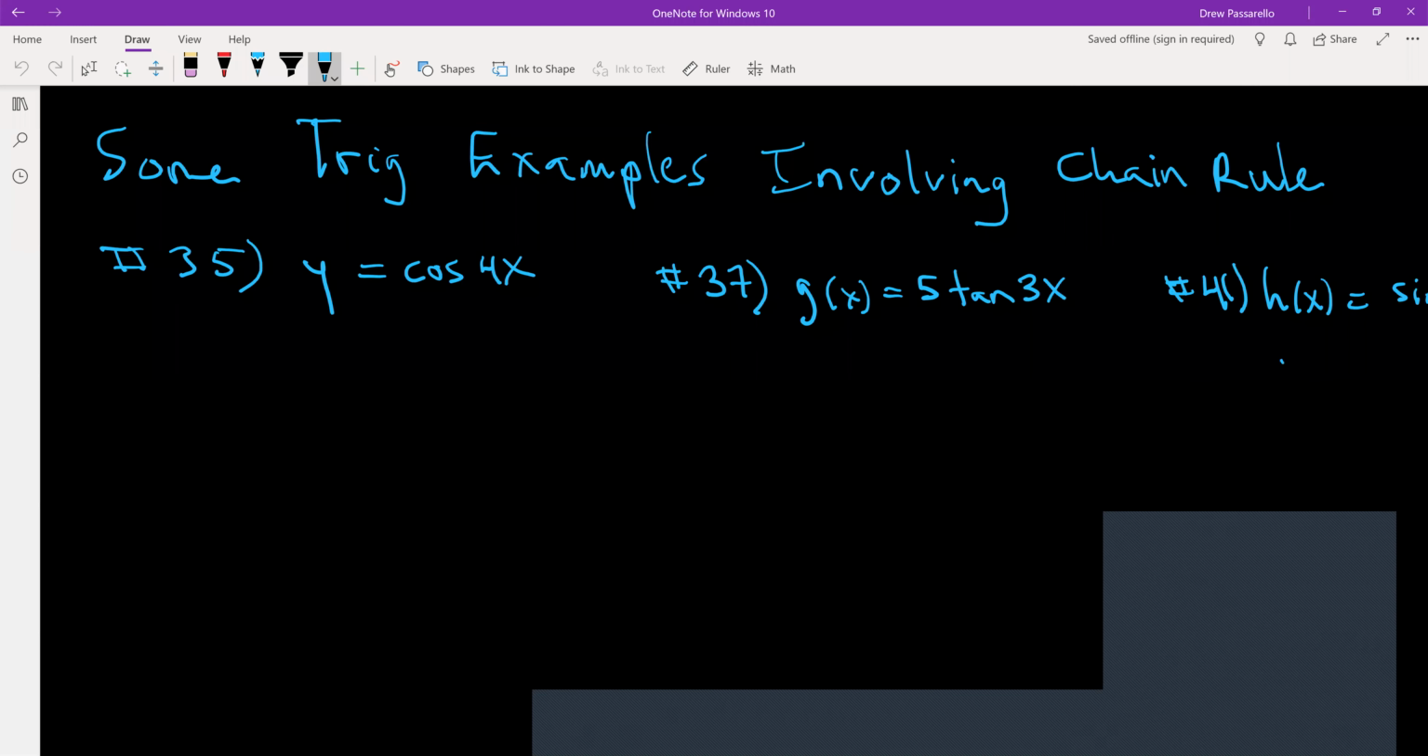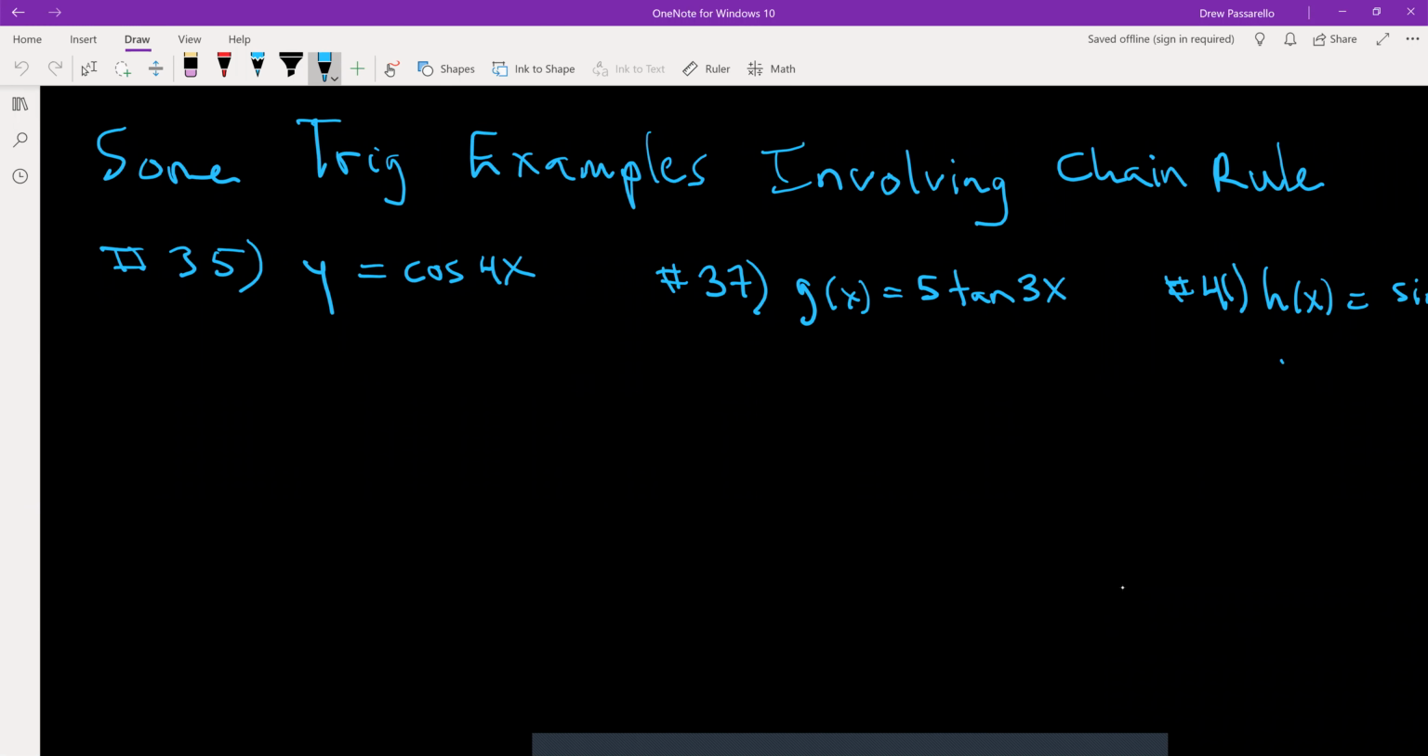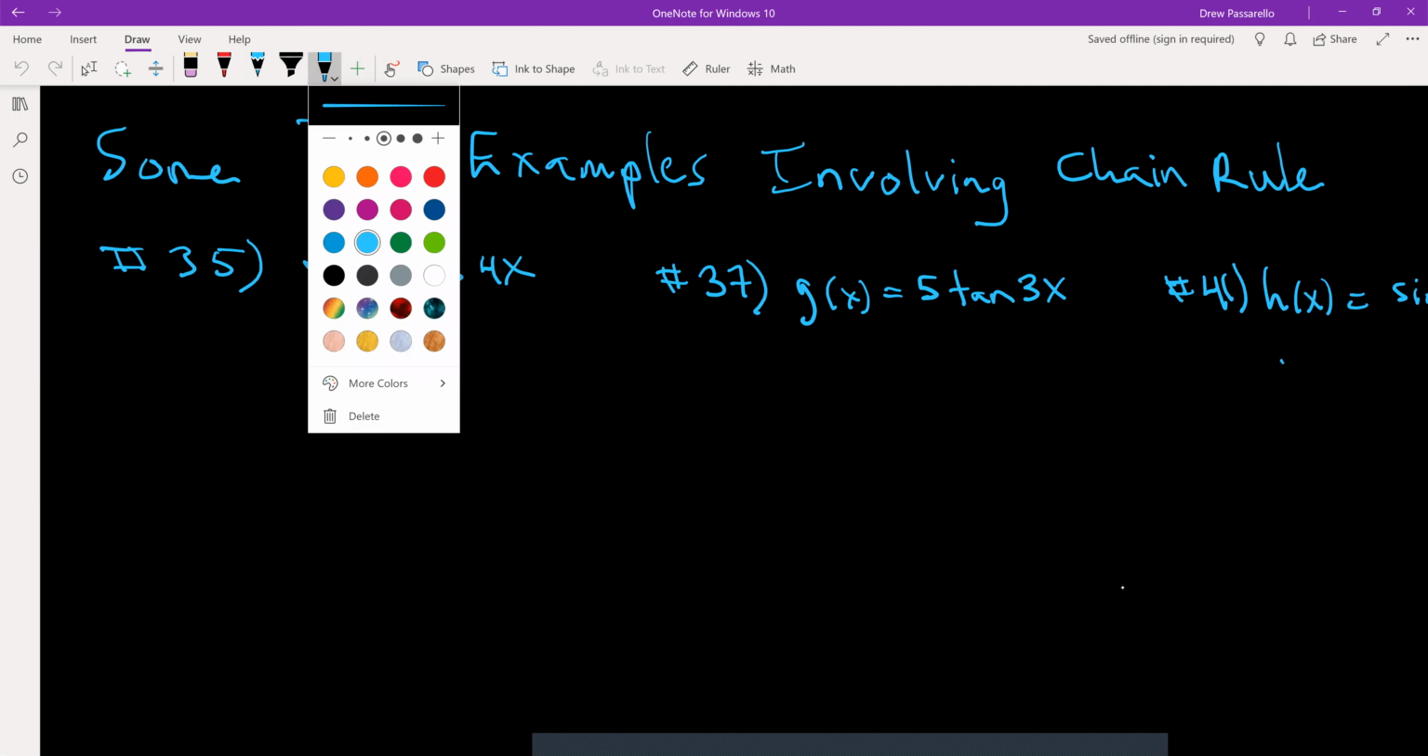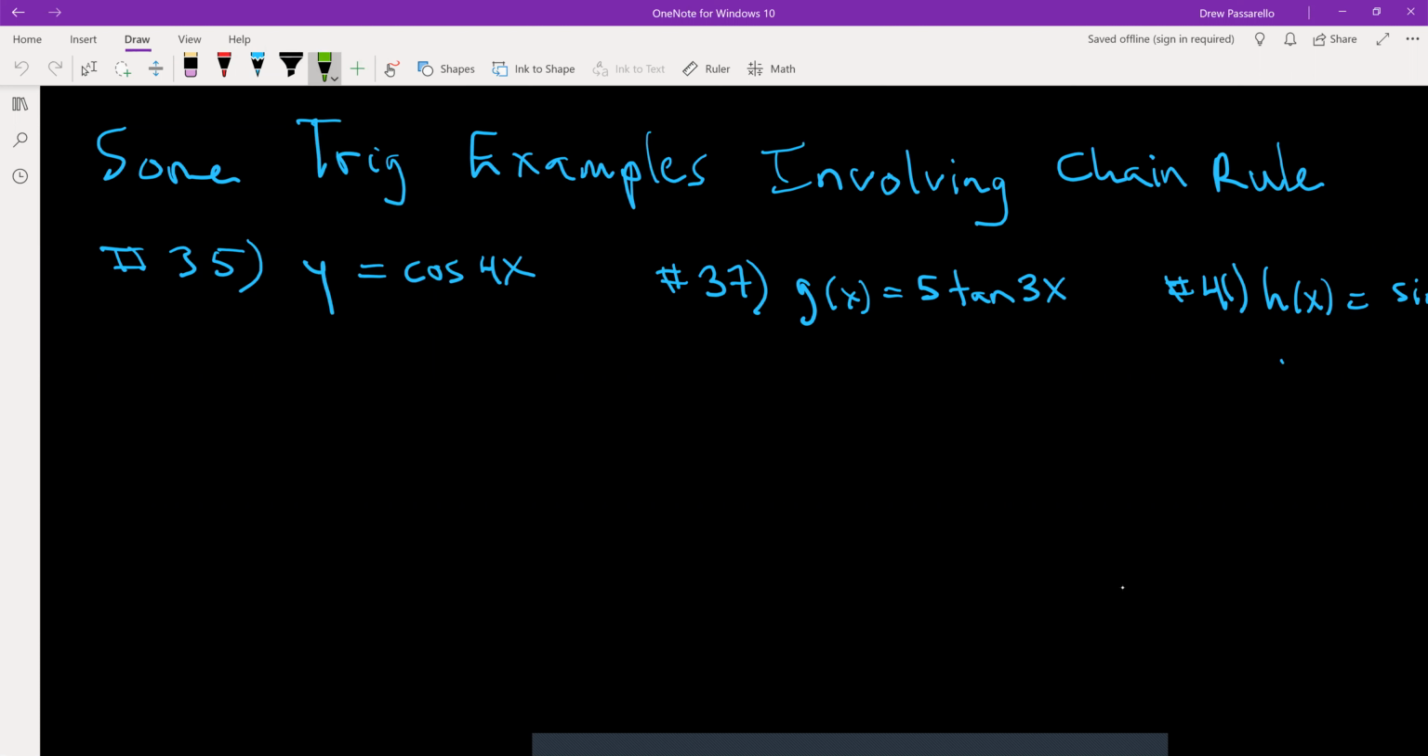All right, so we're continuing with the chain rule, section 2.4, and in this video I'll go over some trigonometry examples involving the chain rule. Now in the table of derivatives that's in the front of the textbook, you'll see something where they have the letter u. For instance, the derivative of sine of u is equal to cosine u times u prime.